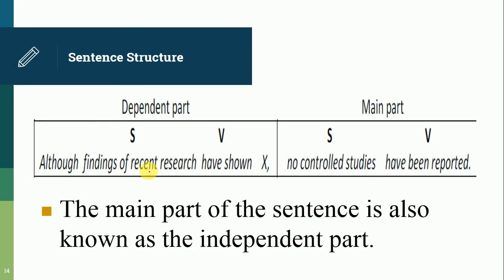Now look at the structure. One is the dependent part. Although findings of recent research have shown X, no control studies have been reported. So this is one clause and this is another clause. This is a dependent clause and this is an independent clause, while both of them are joined by the subordinating conjunction although. We call it a complex sentence. The main part of the sentence is also known as the independent part. In simple words, one dependent clause and one independent clause joined by a subordinating conjunction is called a complex sentence.